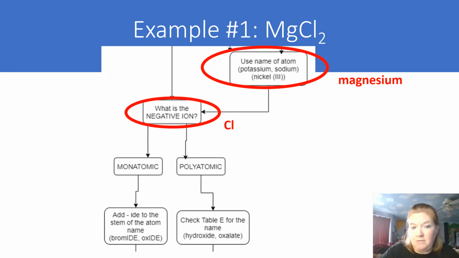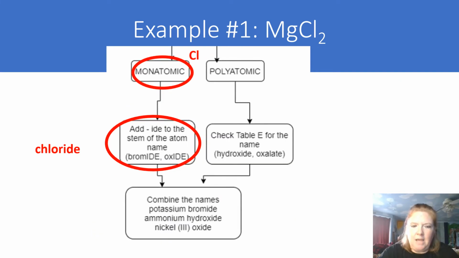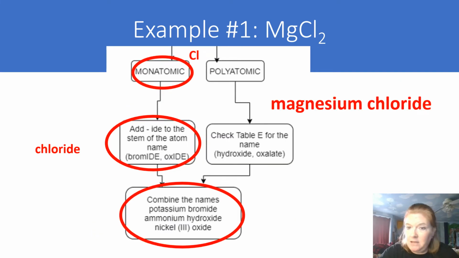So what's the negative ion? Well, it's Cl. It's monatomic. It's one single atom, one ion. We're going to add IDE to the stem of the atom's name. So it's chloride. It was chlorine, it became chloride. And then we're going to combine the names together. So we get magnesium chloride as the name of MgCl2.